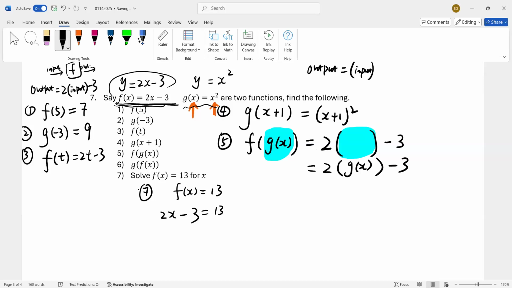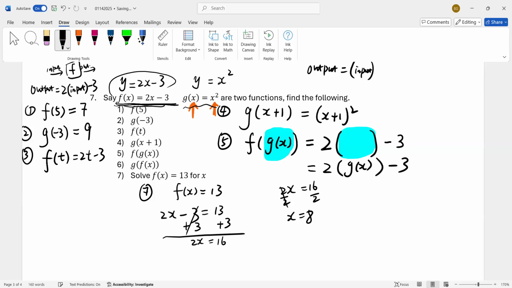8. Yes, I agree. So you add a 3 to both sides. You cancel those 2. You have 2x equals 16. And you divide each side by 2. You have x equals 8.